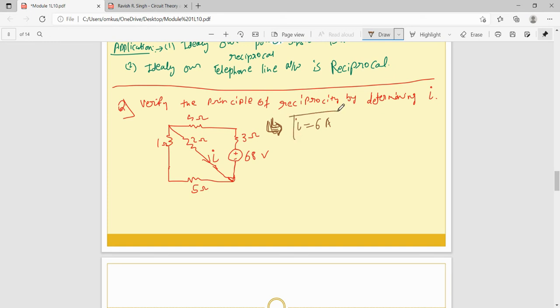Okay. Now the hint is, you can use the current division rule here. Use the current division rule. It is easy for calculating this value. Then the current value is 6 ampere here.